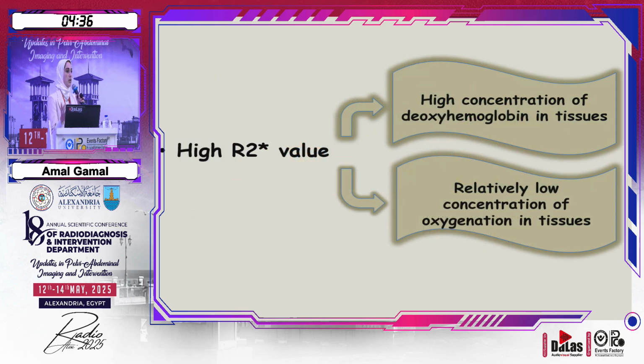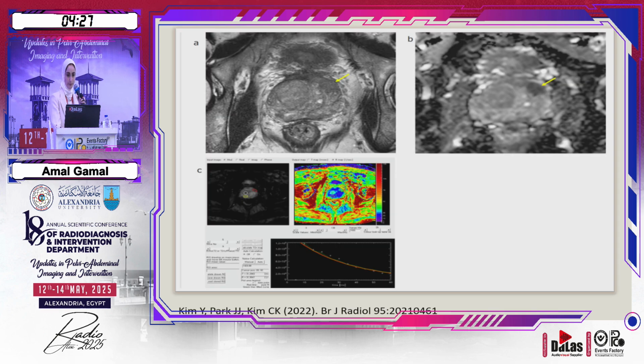So to sum up, a high R2 star value denotes a high concentration of deoxyhemoglobin in tissues and a relatively low concentration of oxygenation in tissues. This is an example from the literature.